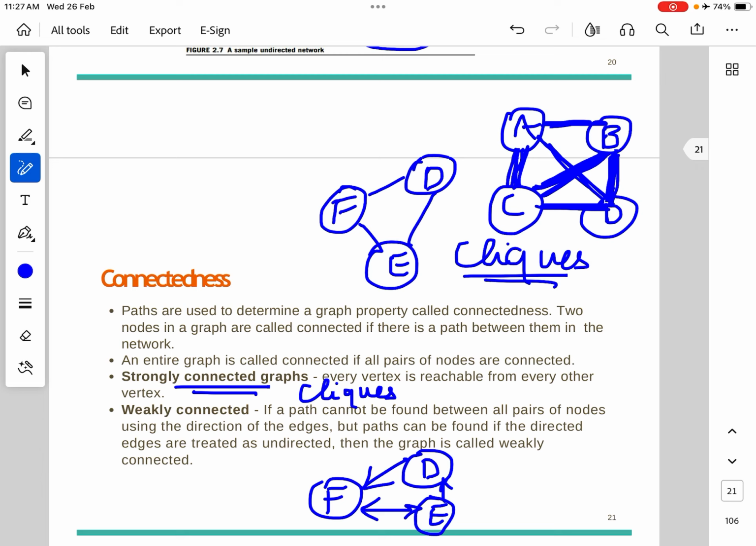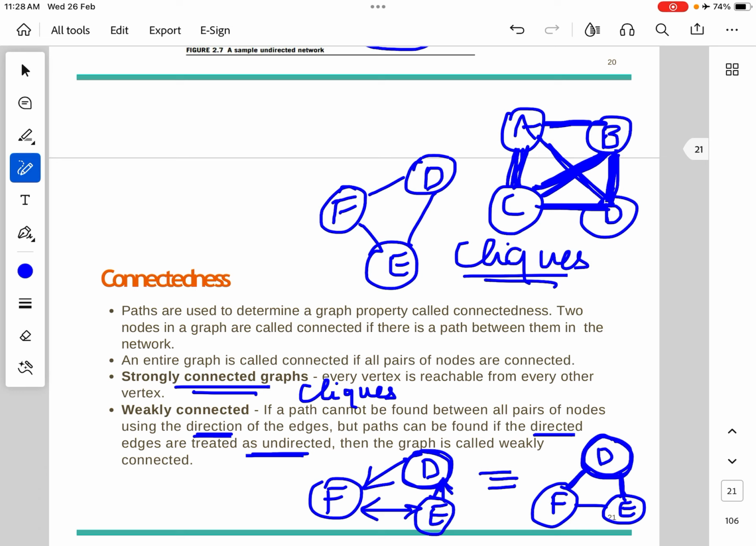A path cannot be found between all pairs of nodes using the directions of the edges. So these are the directions of the edges. Here you can see if you want to reach D, you only have the scope of going to E and then reaching D. From F you cannot reach. But if this directed graph is treated as undirected, for example, if I treat this directed edge as D, F, E, now it has become undirected. Now to reach D, we can go from F also, from E also.